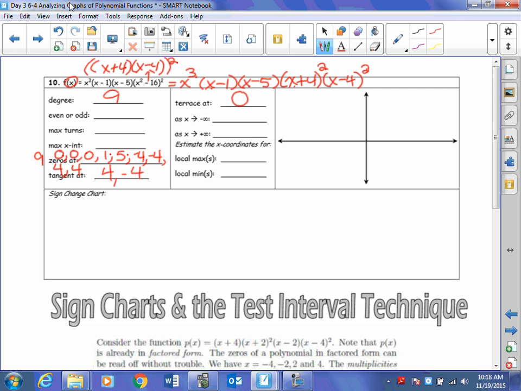Is this an even or an odd function? How do I know? Because the degree is odd. And the maximum number of terms? How do you know that? All right, good. How about the maximum x-intercepts? How do you know that? It's equal to the degree, which is the stuff that we learned a couple classes in a row.